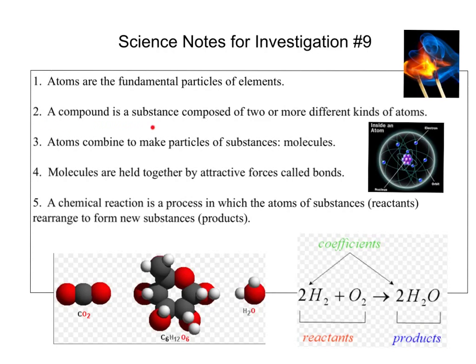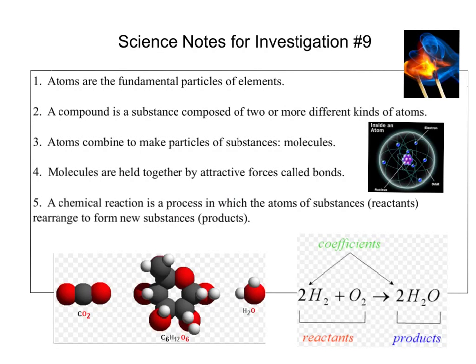Number 2, a compound is a substance composed of 2 or more different kinds of atoms. So we'll go from atoms to compounds. Number 3, atoms combine to make particles of substances called molecules. Number 4, molecules are held together by attractive forces called bonds. And number 5, a chemical reaction is a process in which the atoms of substances, called the reactants, rearrange to form new substances called products.